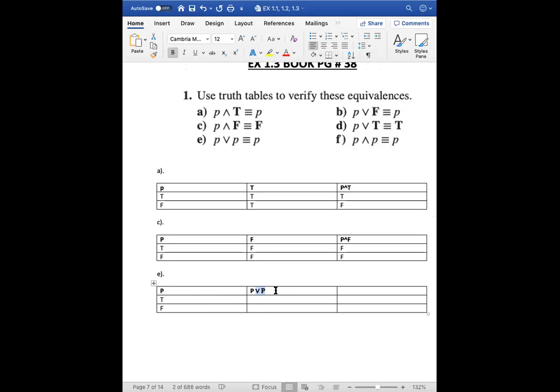Let's say another one here. So P, true, and then false. So true or true is going to remain true, and then false or false is false. So P or P is either true or false. Therefore, it is equivalent to P itself, because it is also true and false. So therefore, P or P is logically equivalent to P itself.